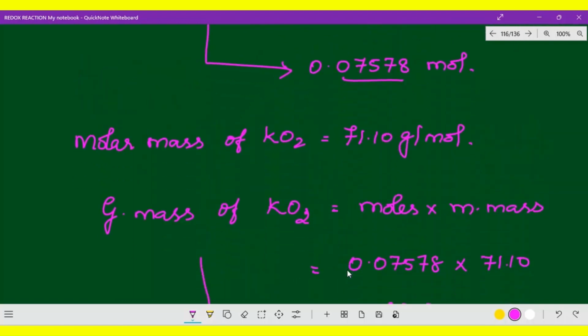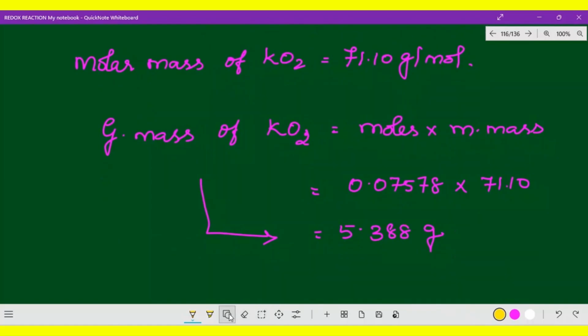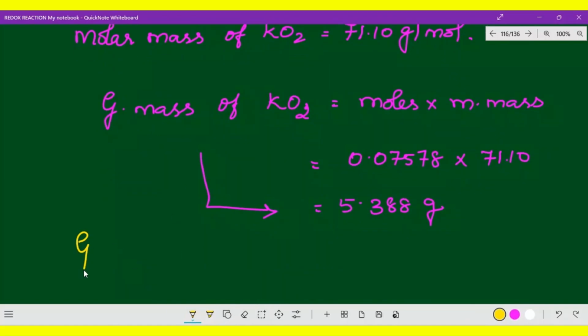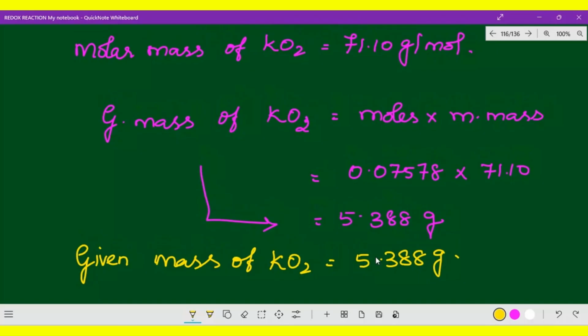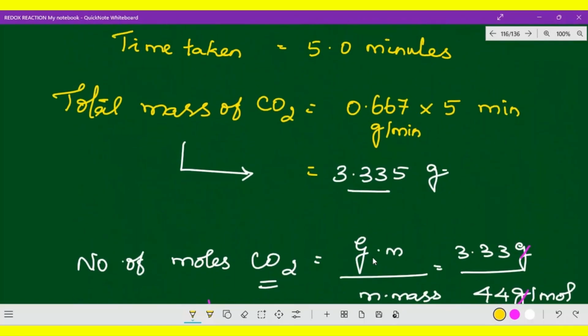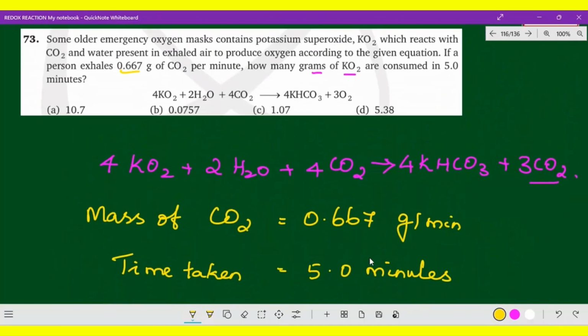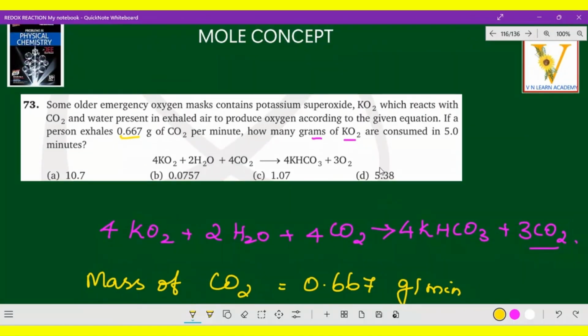I hope you got the clarity. How do we identify? So this is the answer. The given mass of potassium superoxide is 5.388 gram. That means 5.4 in that way. All right, come on, let us check the answer. 5.38, yes, we got it. The option D is the correct option. I hope you got the clarity. How do we identify? Come on, let us go to the next question.